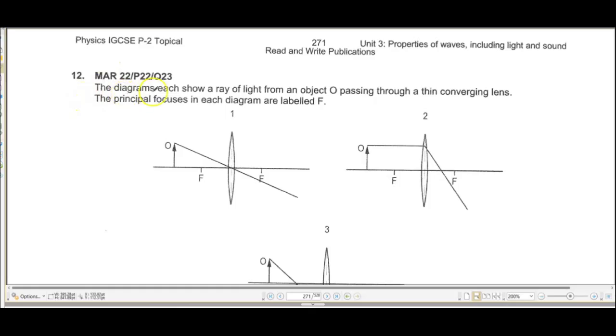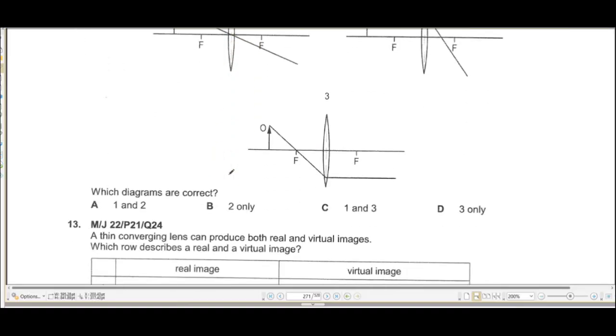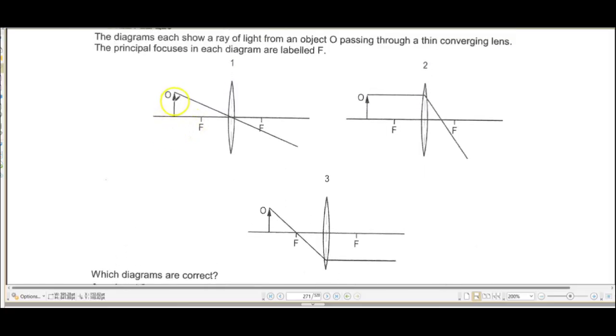Question number 12. The diagrams show rays of light from an object O passing through a thin converging lens. Principal focuses in each diagram are labeled F. Okay. So what do we have to do? Which diagrams are correct? If we look at the first one, so yes, it is correct. The ray of light that passes through the optical center of the lens passes undeviated. So this is correct.